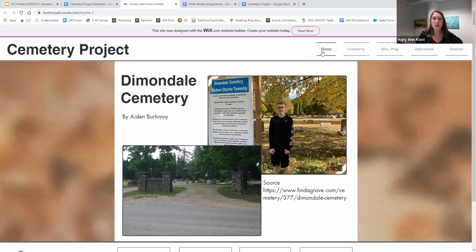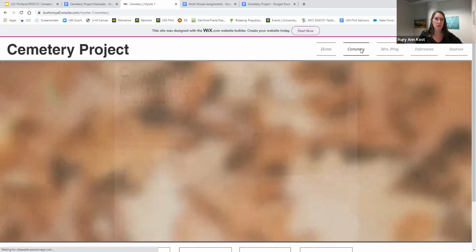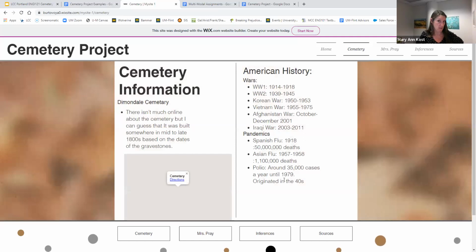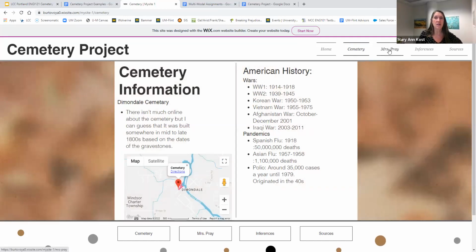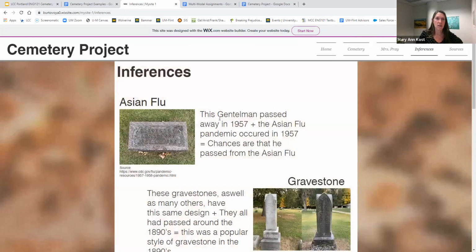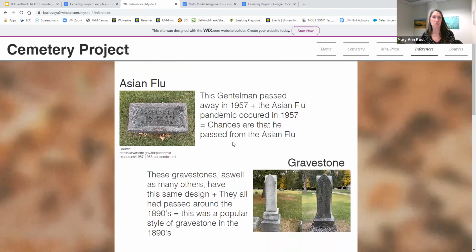And so anyways, here's home, here's the cemetery, a little bit about the cemetery. Here's his background information. And they had a different requirement. They had to interview a funeral home representative. We're not doing that. And then here are his inferences. The gentleman passed away in 1957. That's one fact, plus the fact that the Asian flu pandemic occurred in '57. Chances are that he passed away from the Asian flu. That's it. The fact plus fact equals inference.